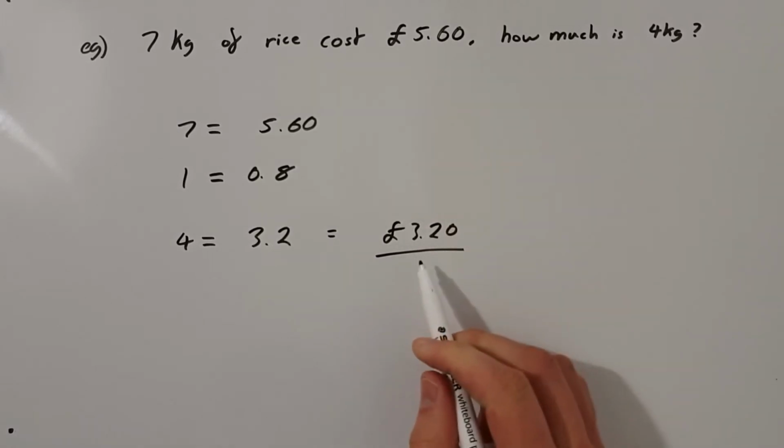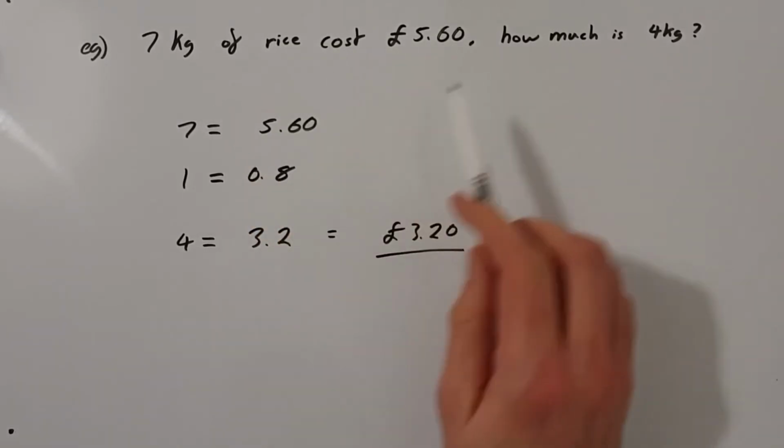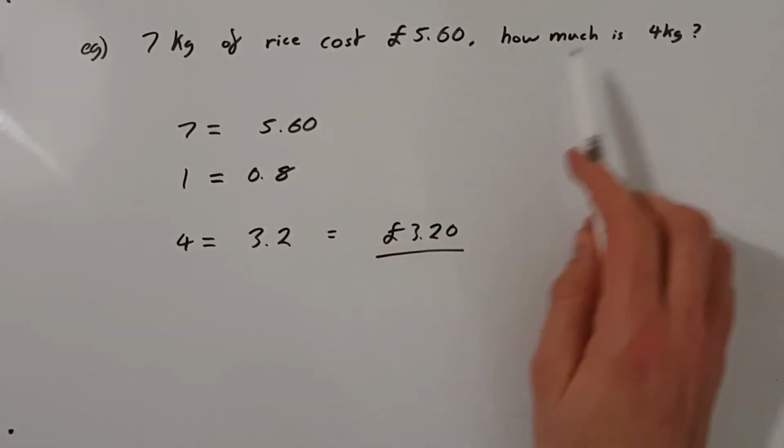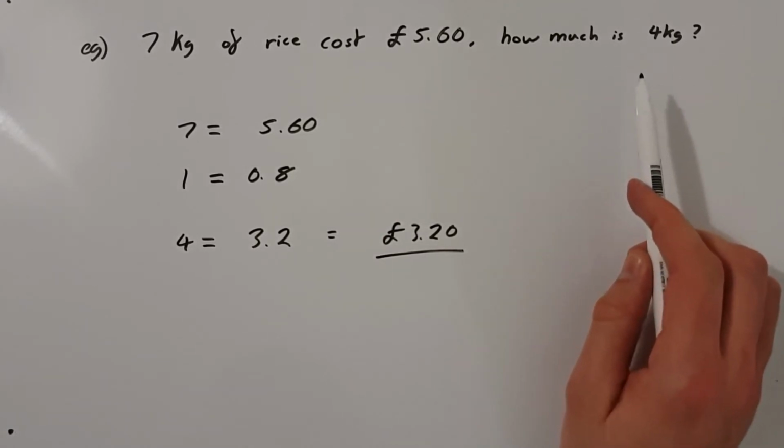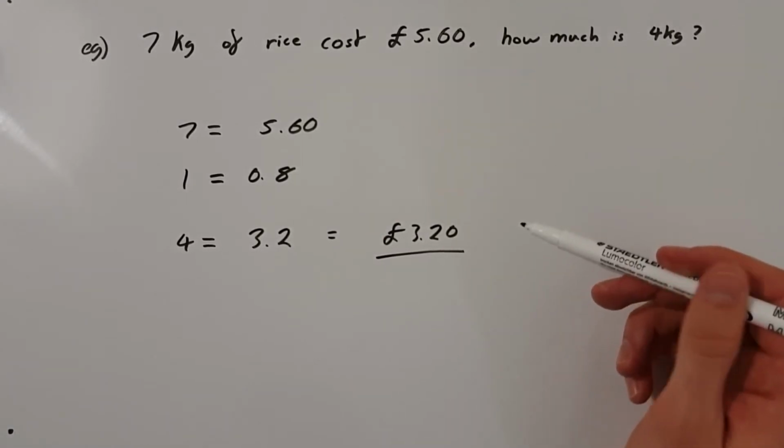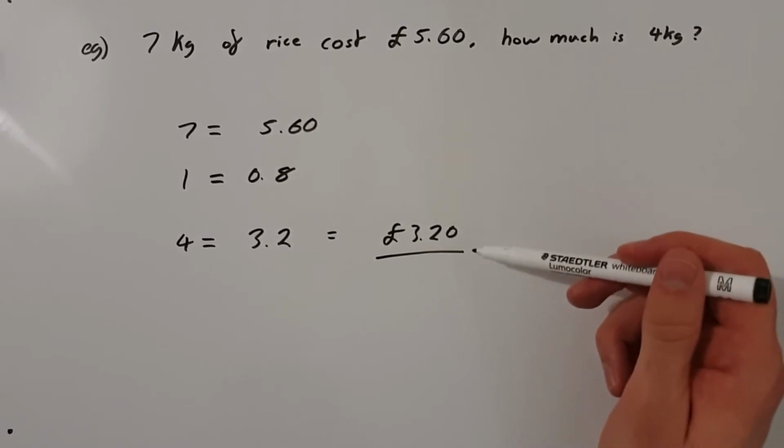Okay, and that is all there is to it. We just divide to get 1, then multiply for however many we are asked for. There we go, following the rule: divide for 1, multiply to get your answer.